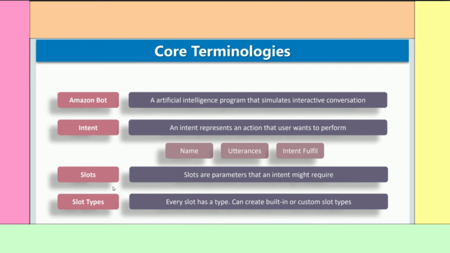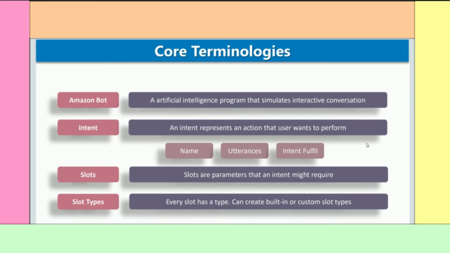And then we have slots. Slots are parameters that an intent might require. For example, we may define some kind of conditional, or some custom slot types that we are going to discuss. In the same way, we can define slot types. If we have custom slot types that we want to create, some conditional-based conversation, then we can use some of the previous templates that are already available in Lex. Or if we want to customize it on our own, we can easily do that, right?